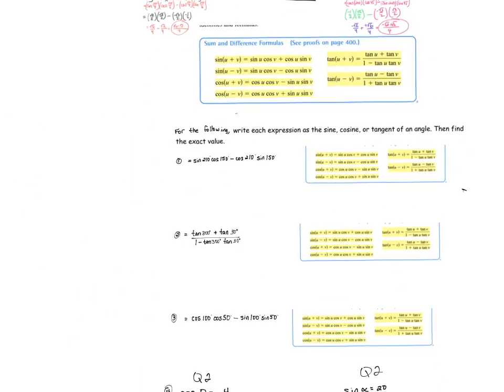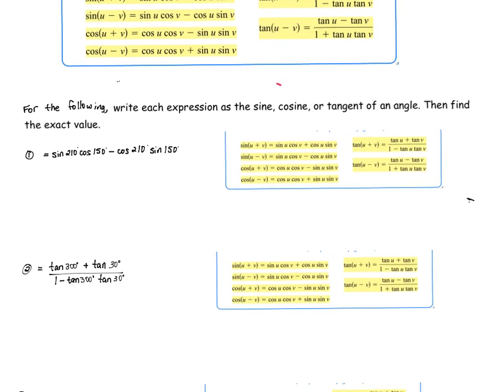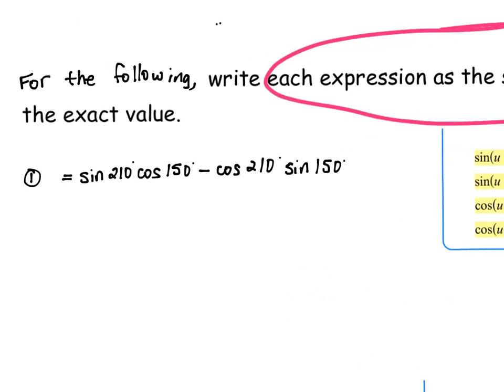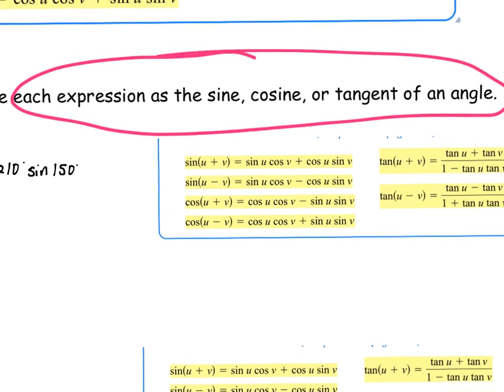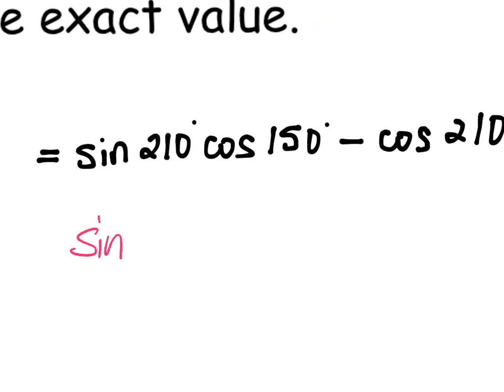All right, when you get to this question, you guys, there's two parts to this question. They're asking you two different things. The first thing it says to do is to write the expression as sine, cosine, or tangent of an angle, then find the exact value. So this is how you should do this. First of all, identify what formula you're beginning with. Don't even worry about the numbers. What formula goes sine, cosine, minus cosine, sine? Sine u minus v. Agreed? Okay, so you're going to use the formula sine u minus v.